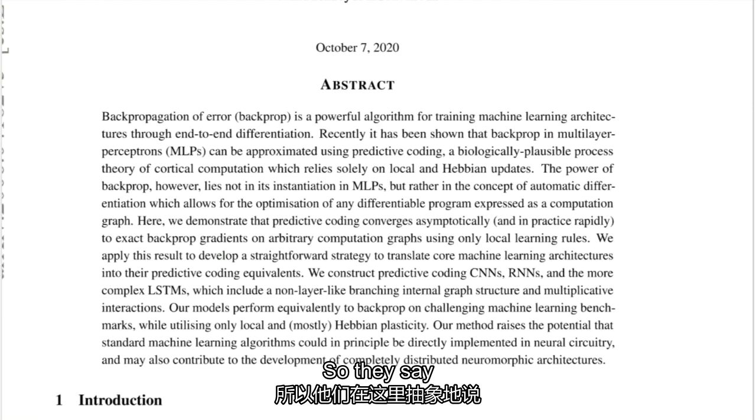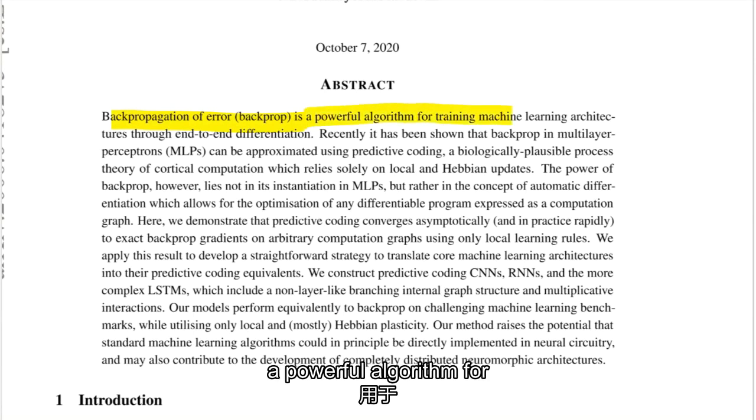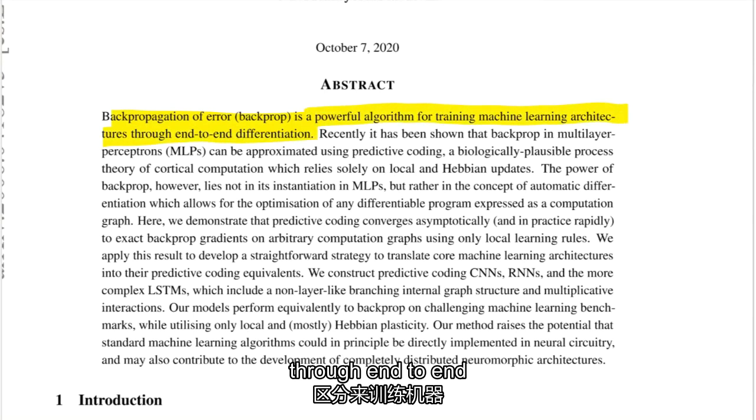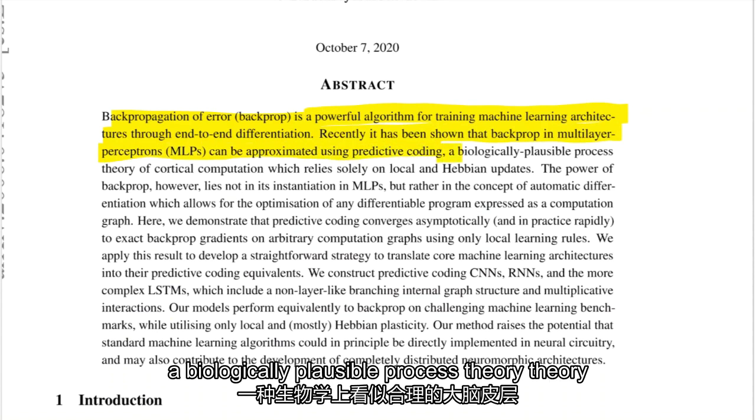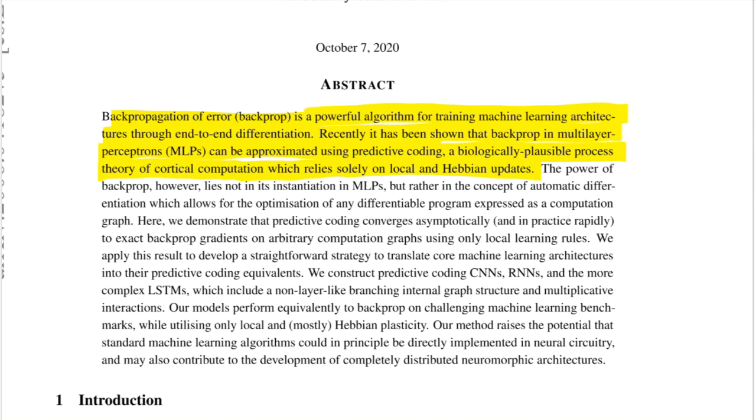So they say right here in the abstract, backpropagation of error, or backprop for short, is a powerful algorithm for training machine learning architectures through end-to-end differentiation. Recently it has been shown that backprop in multi-layer perceptrons can be approximated using predictive coding, a biologically plausible process theory of cortical computation which relies solely on local and Hebbian updates. So the difference between backpropagation and predictive coding is exactly this point, that predictive coding relies solely on local and Hebbian updates. Okay, and the keyword I think is local.